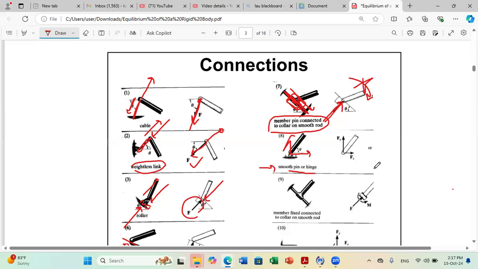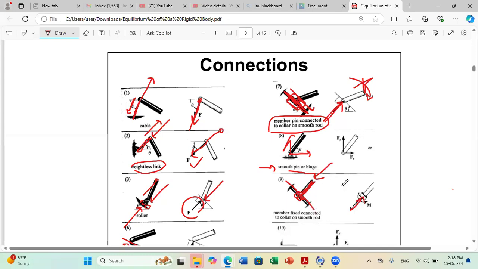Now, what if I have a member fixed connected to collar on smooth rod? What do I mean by this? You have a rod and it's welded to a collar. Welded means they form one part here. This is one part, okay? Ask yourself, what can I do? I can move up and down. So no reaction in this direction. Can I move downward like this? In this direction? No. So this rod will develop on me a reaction force perpendicular to the contact line. This is the contact line.